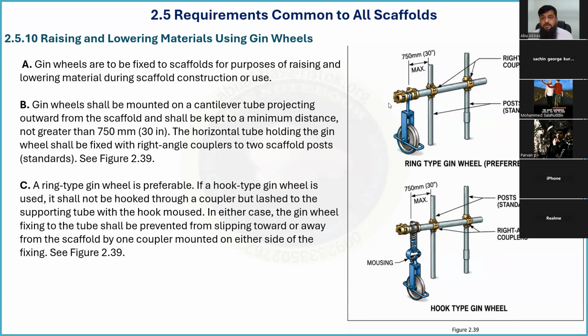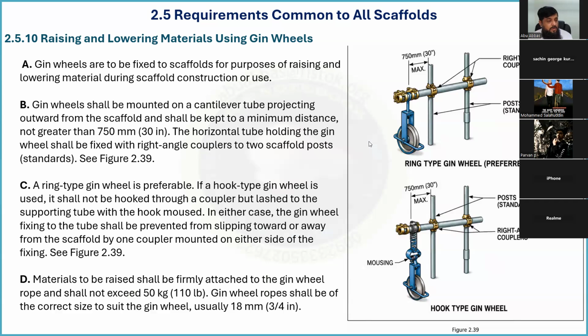Most important, should not be beyond 30. So नहीं तो आगे बंदे को ऐसे लीन आउट होना पड़ेगा. Okay, and what more? Material to be raised shall be firmly attached to the gin wheel rope, and shall not exceed 50 kilogram or 110 lbs. 110 lbs या 50 किलोग्राम maximum. Gin wheel rope shall be of the correct size to suit the gin wheel, usually 18 mm 3.4.